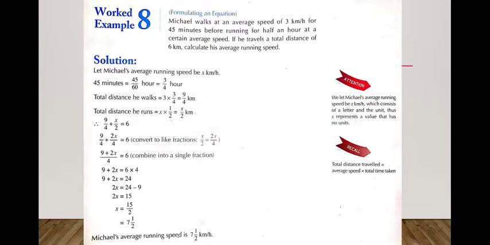Michael walks at an average speed of 3 km per hour for 40 minutes before running for half an hour at a certain average speed. If he travels a total distance of 6 kilometers, calculate his average running speed.